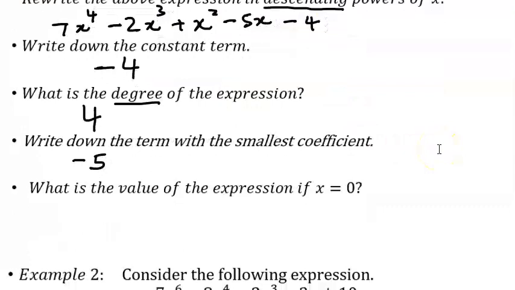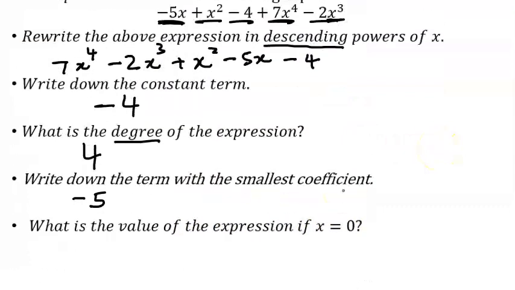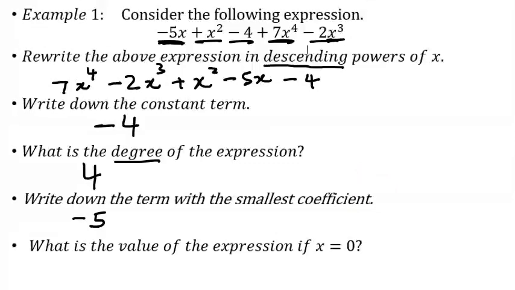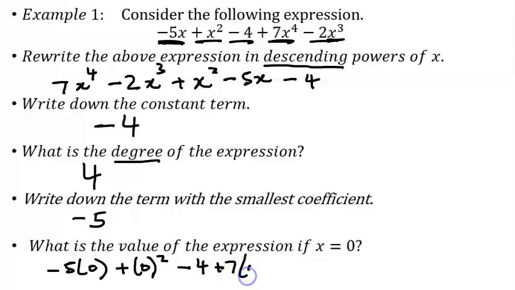Now, what is the value of the expression if x equals 0? Remember, you've got to know substitution here. So if we substitute, we'll end up with minus 5 times 0 plus 0 squared minus 4 plus 7 times 0 to the 4 minus 2 times 0 cubed. And what's that going to equal? Remember, anything times 0 is 0, so all of these terms with 0 in them are going to disappear, and you'll just be left with negative 4.